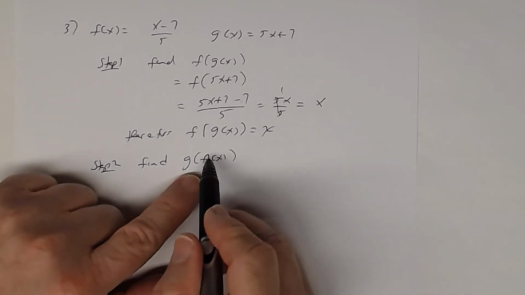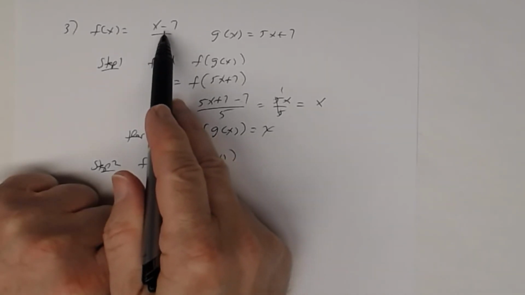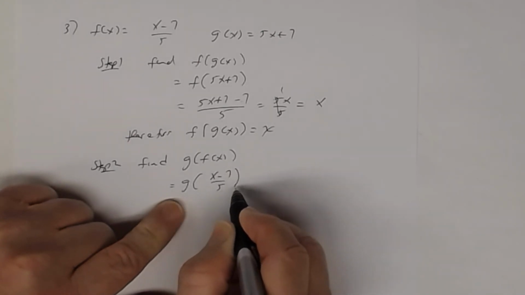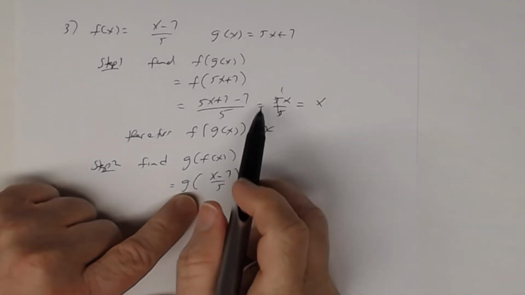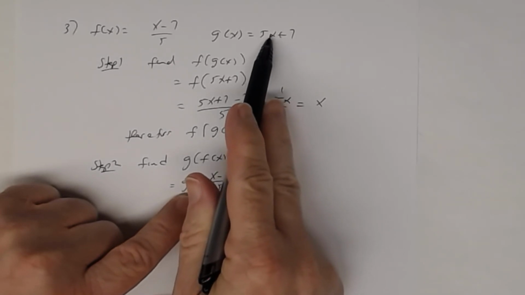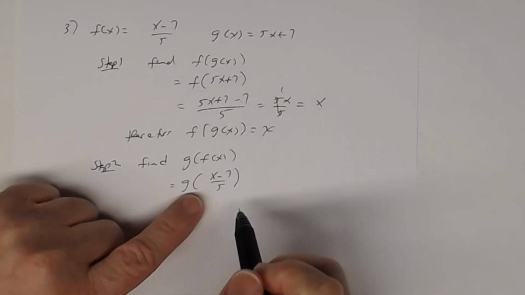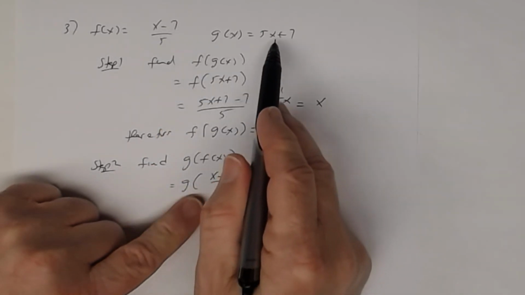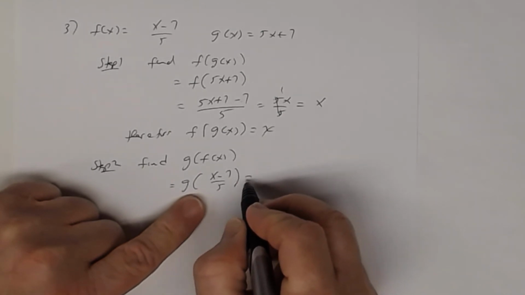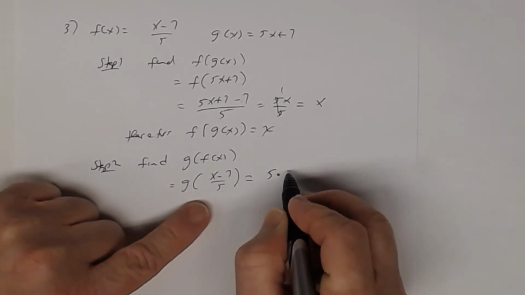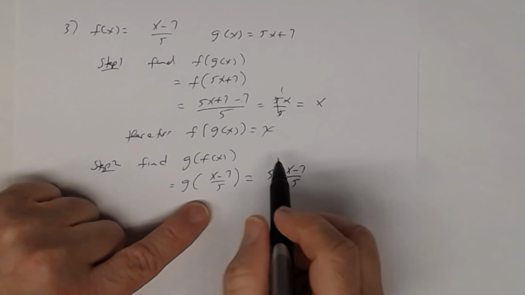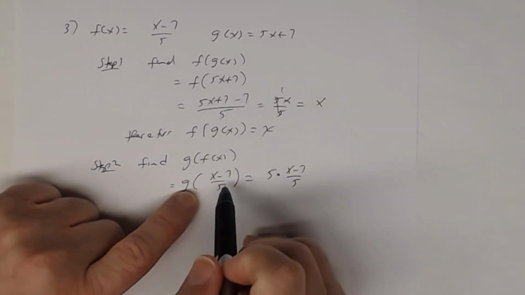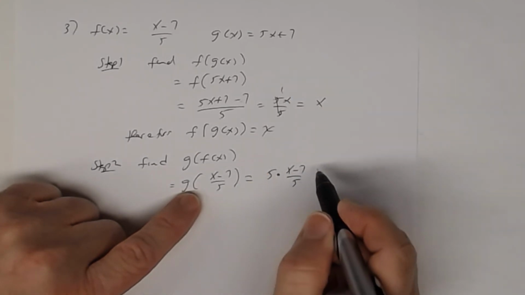All right, so f of x is x minus 7 divided by 5. So it'll be g of x minus 7 divided by 5. And then this means I go to my function g, and where we see the variable x, which is right here, I'm going to substitute x minus 7 divided by 5, because remember, that's f of x. So I'm taking f of x, I'm going to substitute it into g of x. So I get 5 times x minus 7 divided by 5, right? So 5 times, and then I got to substitute f of x, which is this right here. Don't forget the plus 7.